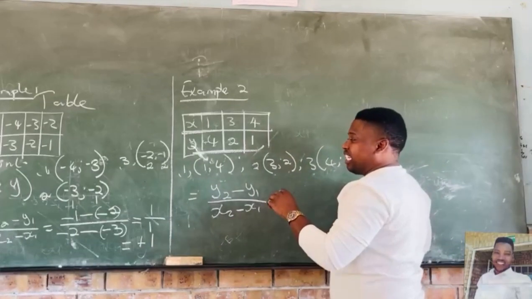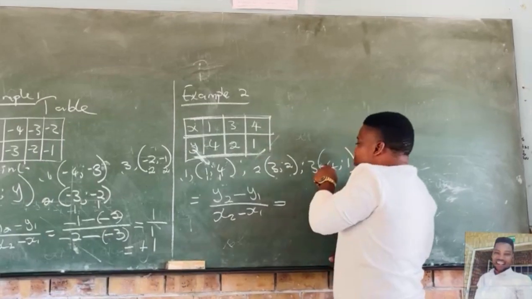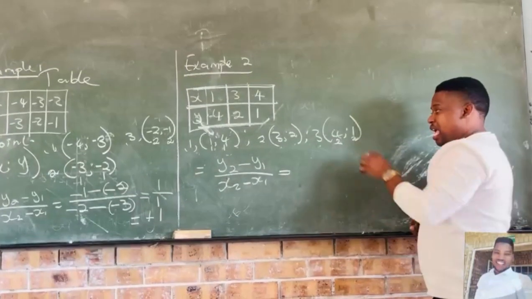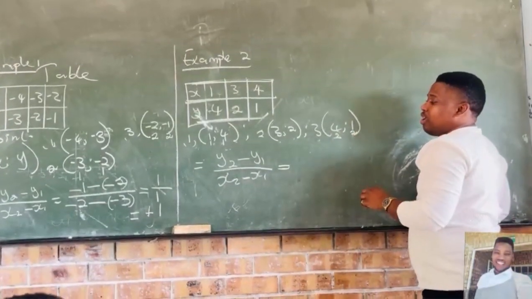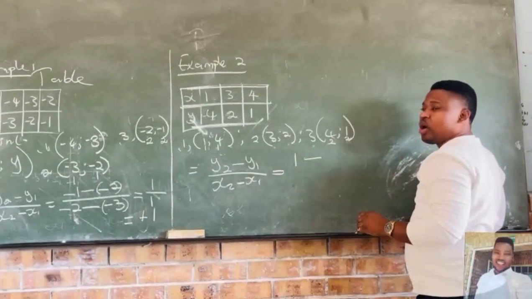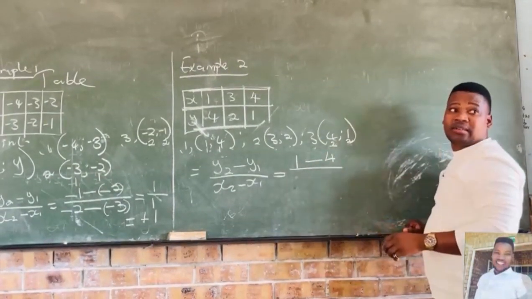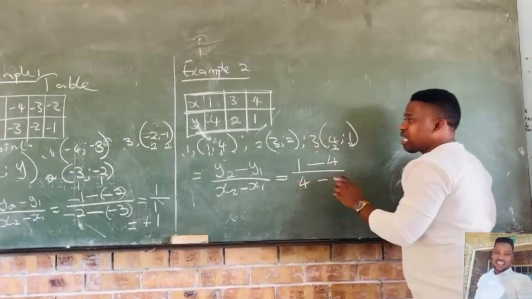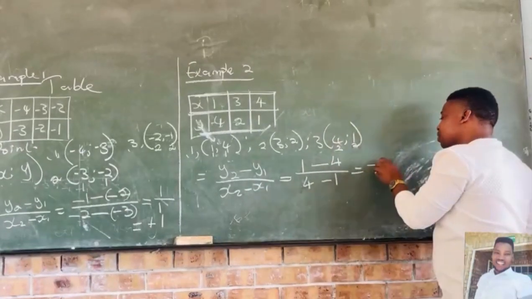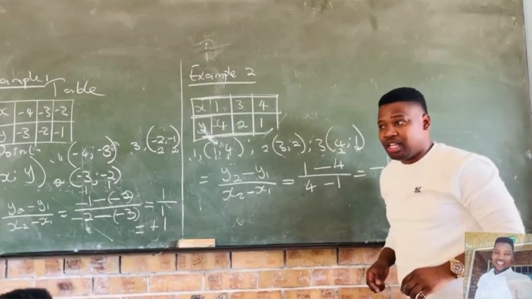So when we choose 1 and 3, it means point number 1 becomes x1 and y1. Are we clear? Point number 3 becomes x2 and y2. Now, our y2 is 1, minus our y1, which is 4. Then divide by our x2, which is 4, minus our x1, which is 1. Then if you have a calculator, the answer will automatically give you minus 1.